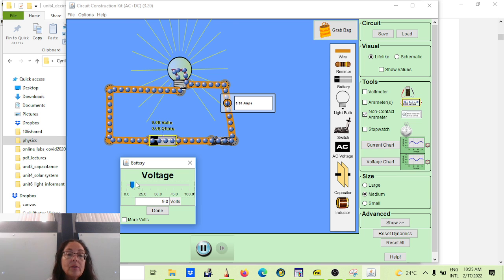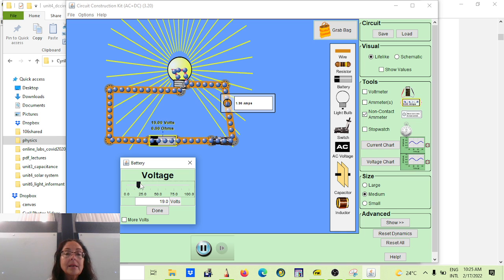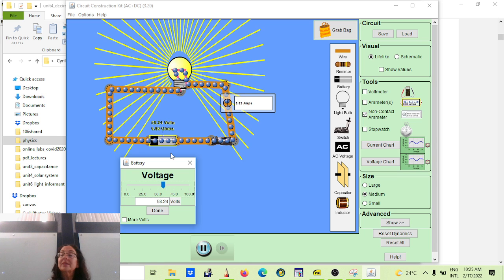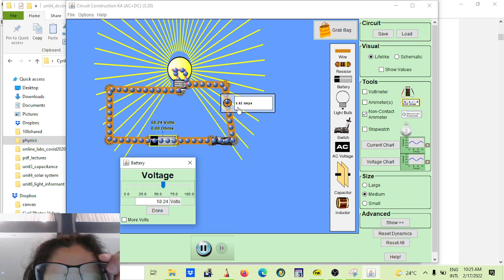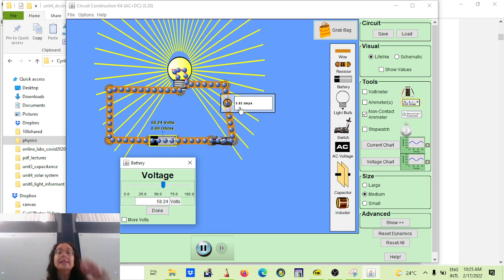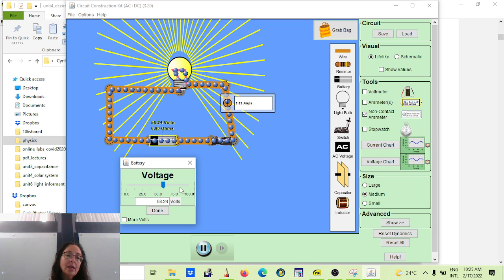Now, if I increase the voltage, it's like increasing the pressure. You see, I increase the voltage. Now I have more current. How much current do I have? 6 amps. So 6 coulombs of charge going through every second, each charge has an energy of 58 joules. That's how much energy is being provided to the load. Do you see how it works?